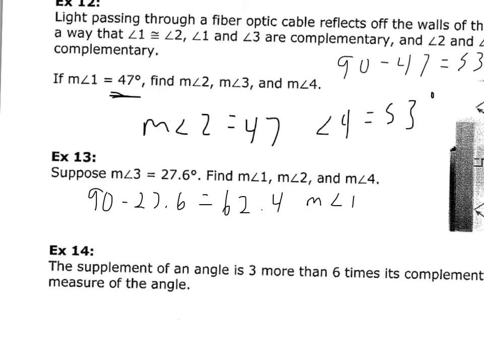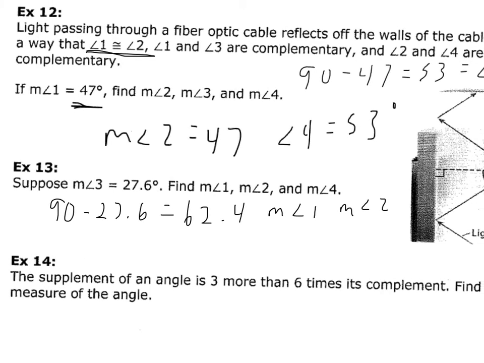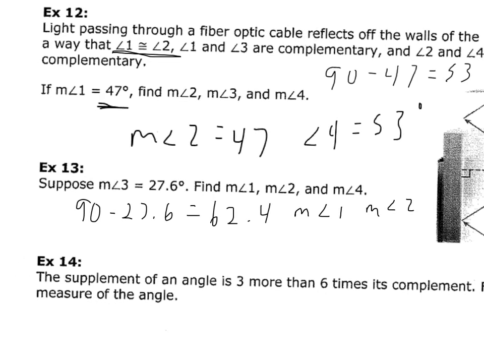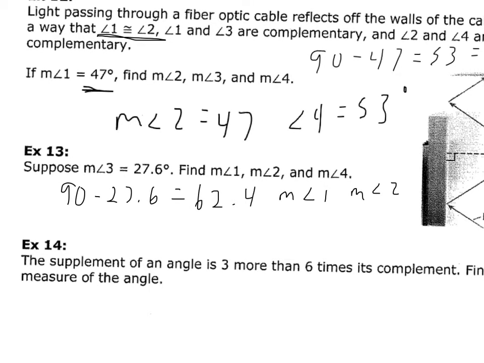And since up here it said that angle 1 and angle 2 are congruent, we also know that that's going to be measure angle 2. Our last piece of information that we need is measure angle 4. And since we know that measure angle 2 and angle 4 are complementary, since we have 62.4 as measure angle 2, all we need to find is the complement of that, which of course is just going to be 27.6 degrees. So measure angle 4 is going to be 27.6 degrees.